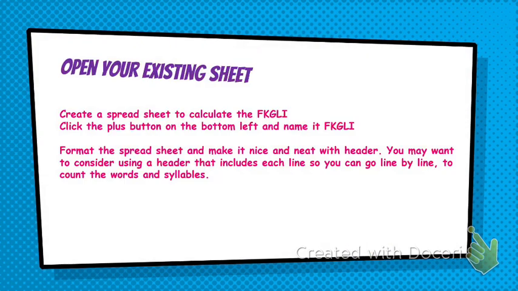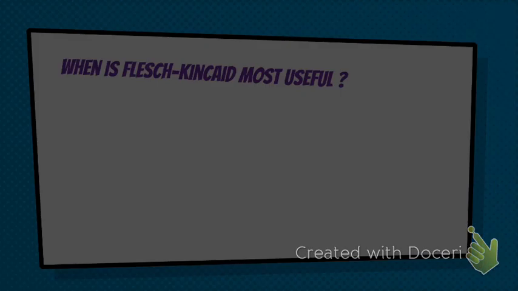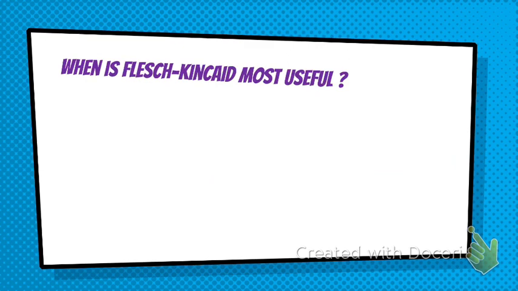So you're going to create a spreadsheet to calculate the FKGLI. Click on the plus button at the bottom left, and then I want you to format that. You may want to consider using a header that includes each line, so you go line by line. What I mean by that, I think I'll talk about here in a second when we do an example. But when is Flesch-Kincaid most useful?